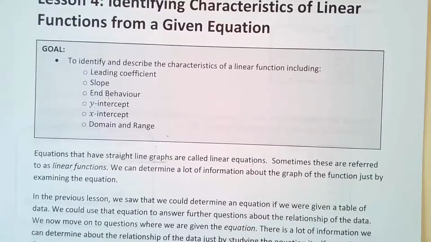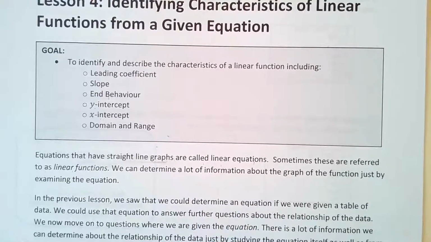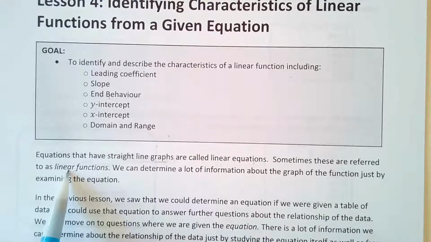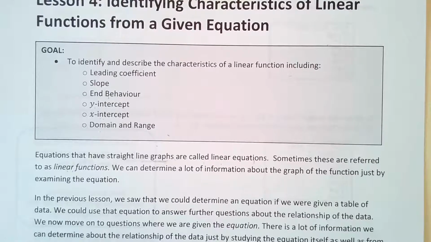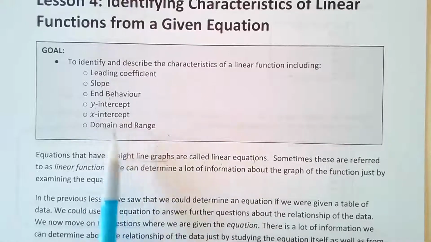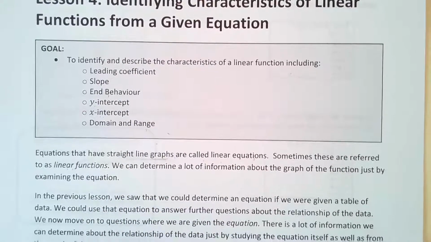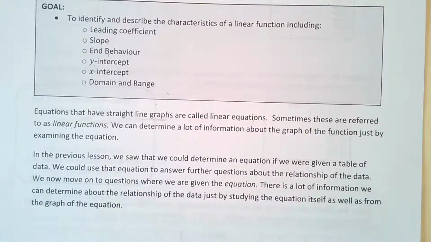As in the previous lesson, we said equations that have straight line graphs are called linear equations. Sometimes these are referred to as linear functions. So we can determine a lot of information from the graph of the function just by examining the equation. In the previous lesson, we determined the slope of the line and the y-intercept. Today we'll extend that and look at the leading coefficient, the x-intercept, and the domain and range. So there's a lot of information we can determine about the relationship in the data just by studying the equation itself, as from the graph of the equation.